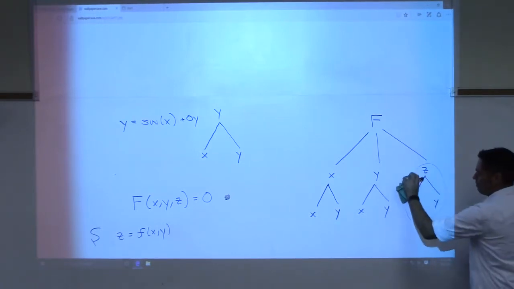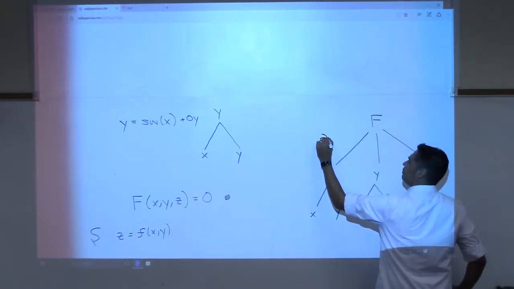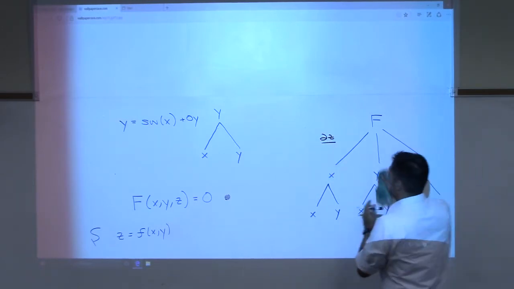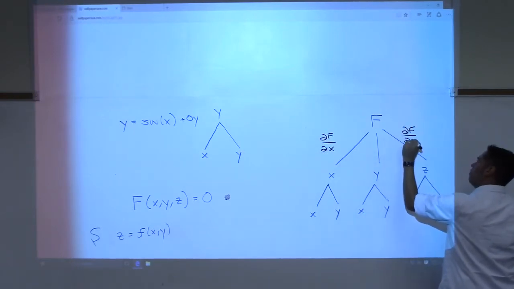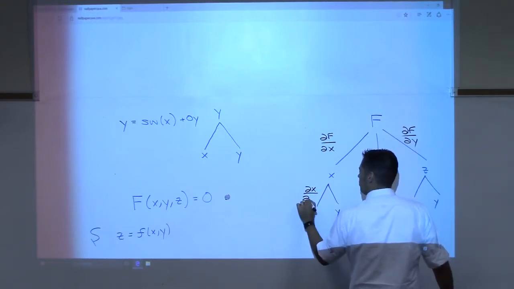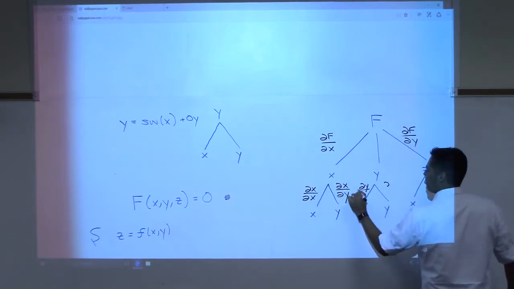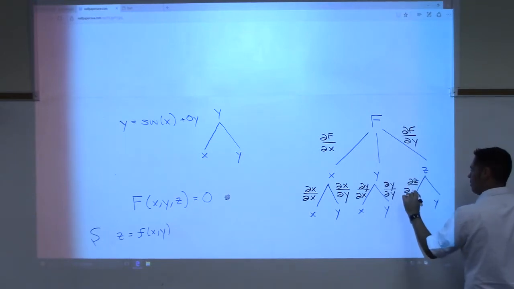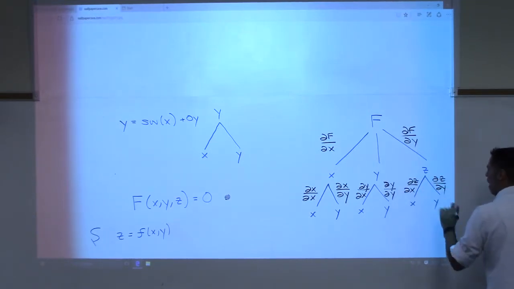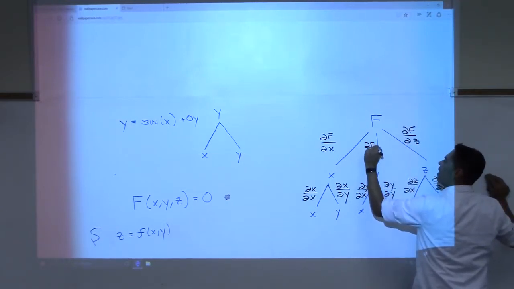If we can draw this without any sort of problems in your brain, give me the parts of the branches, the partials. What do we have? Partial F, partial capital F with respect to X, capital F with respect to Y. Partial X with respect to X, partial X with respect to Y. Partial Y with respect to X, partial Y with respect to Y. Partial Z with respect to X, partial Z with respect to Y. Oh, I missed the middle one. Yeah, I totally messed this up. This is Z, sorry, partial capital F with respect to Y.